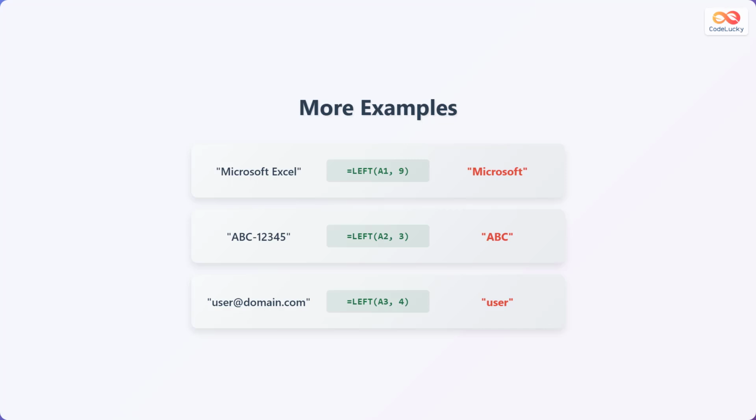Here are more examples to clarify your understanding. If the input text is Microsoft Excel, and the formula is =LEFT(A1, 9), then the result will be Microsoft. If the input text is ABC-12345, and the formula is =LEFT(A2, 3), then the result will be ABC. If the input text is user@domain.com, and the formula is =LEFT(A3, 4), then the result is user.